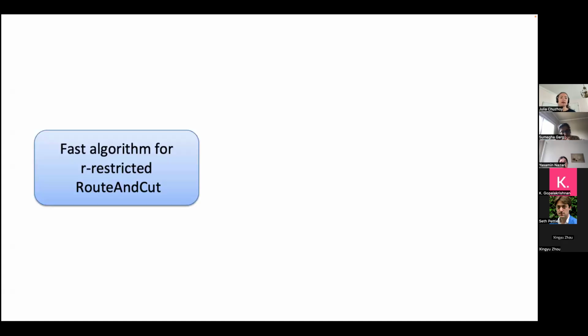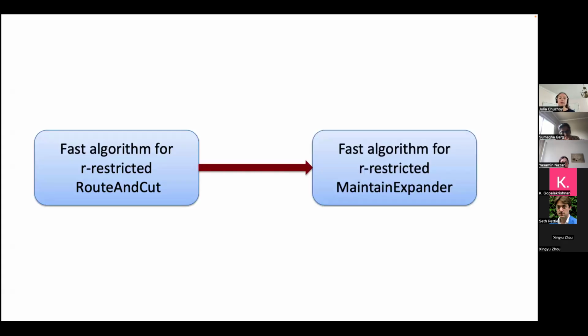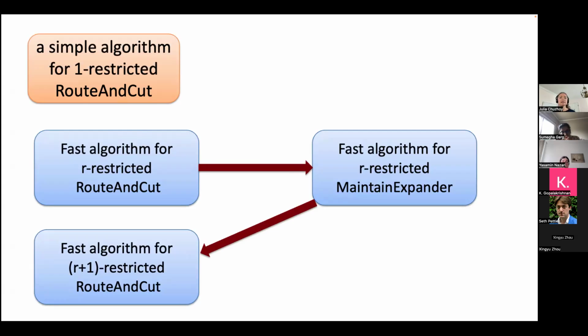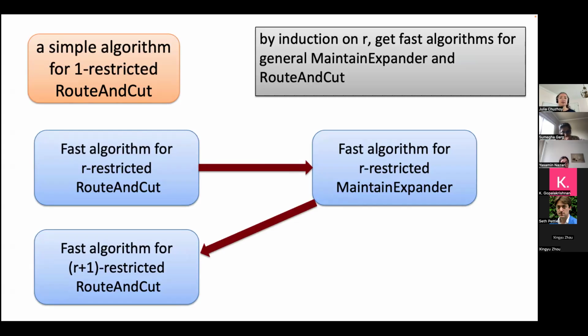We show that if you have a fast algorithm for r-restricted route and cut, then you can get a fast algorithm for r-restricted maintain expander. And in the other direction, it's from r-restricted maintain expander to r plus 1 restricted route and cut. And when r is 1, then it's easy to get a fast algorithm for both of these problems. This is just a special case where this distance parameter is small. And so in the end, we just do induction on r, and then we get fast algorithms for both of these problems for the whole range of parameters.